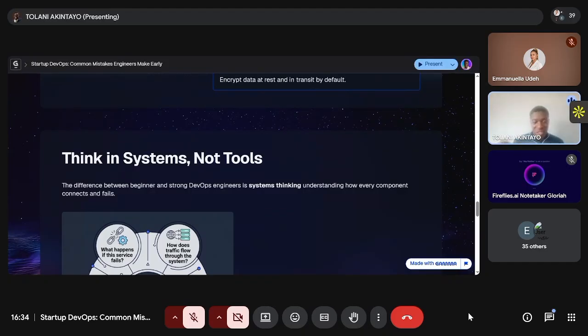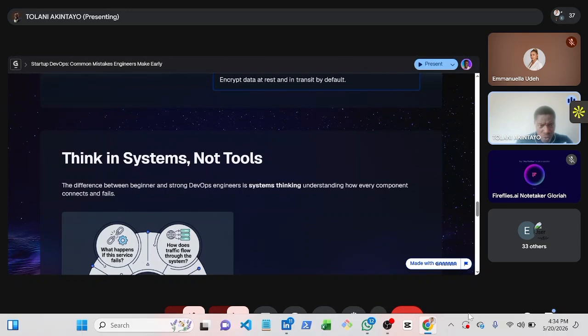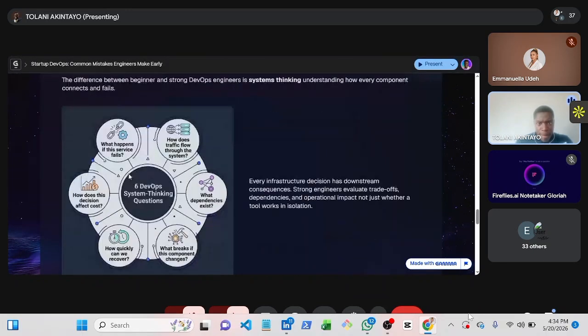In many organizations, the senior engineer is not usually writing code or implementing all of these things. They think, they read a lot, they look at the system, they identify loopholes, what can happen, and think ahead of time. This is actually a very important skill to build. So thinking in systems and not tools is very important.